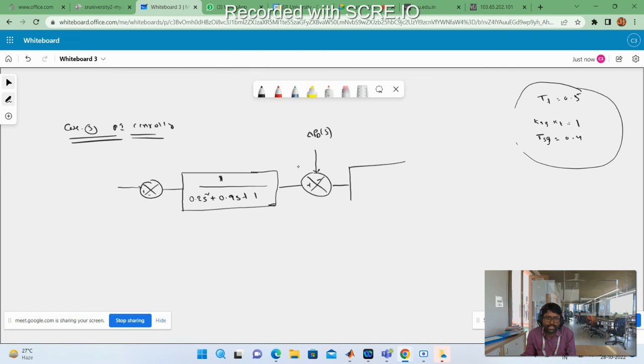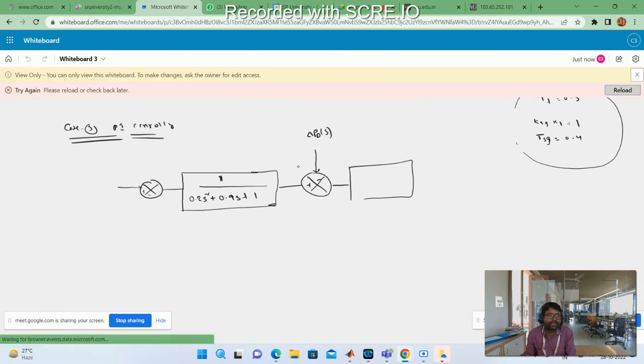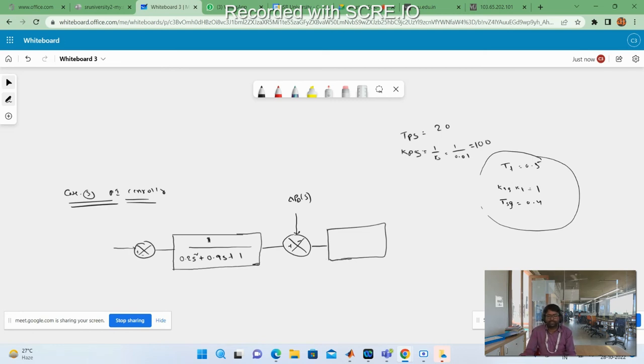And again coming to the power system block, we are assuming that KPS equal to 1 by B, where generally B value equal to 0.01 per unit. So KPS equal to 100 and assume TPS equal to 20 seconds. Now tell me, what is the block diagram here?